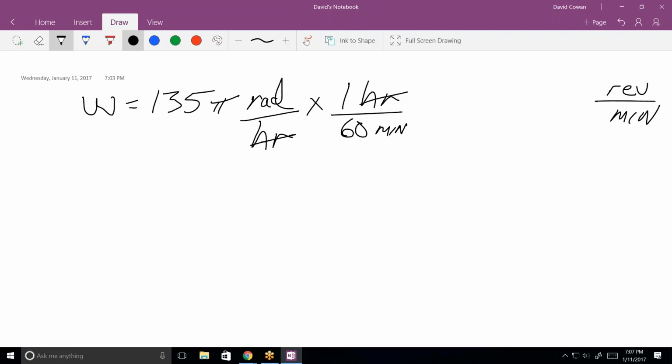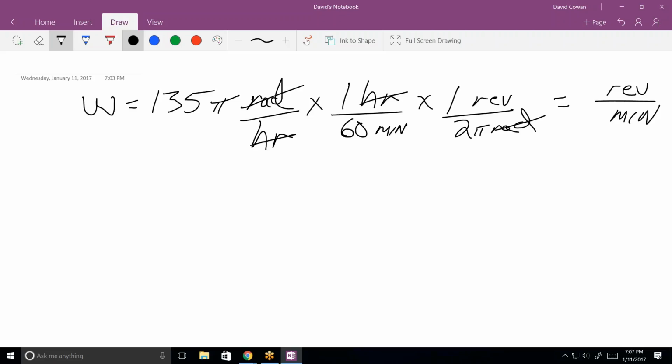What's the relationship between radians and revolutions? 2 pi radians equals 1 revolution. How do I want to write it? 1 revolution is 2 pi radians. I write it like that because I know the radians are going to cancel. Now look what my units are. They're exactly what I need them to be. I'm left with nothing but revolutions on top, and nothing but minutes on the bottom.